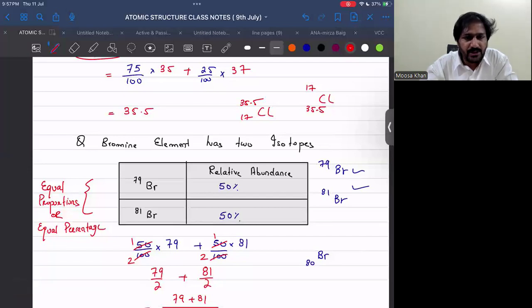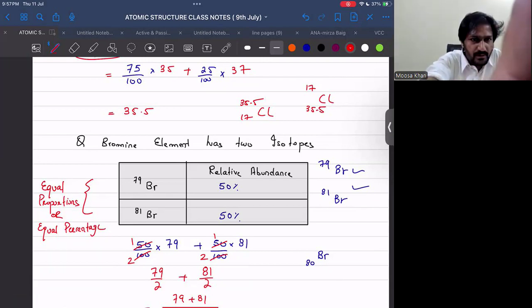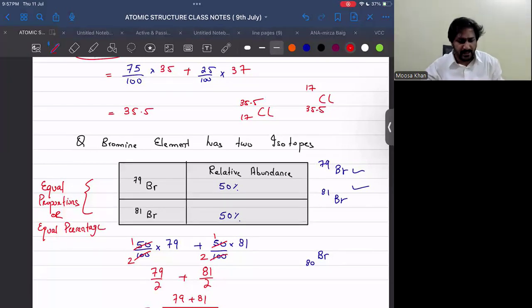ठीक है वानिया, you got your answer? Acha, you are given the formula to revise to find the isotopic abundance. Formula, you have to show me.